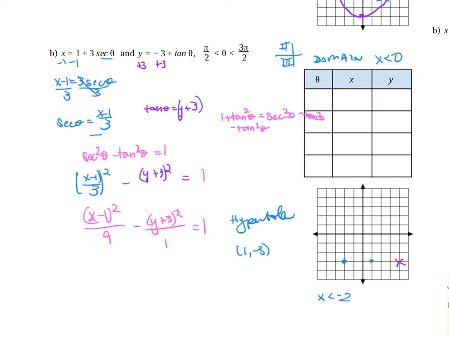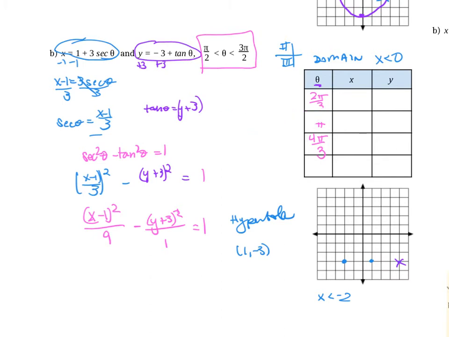Now, in order to get the rest of these points, we are again going to plug in our values for x and then our values for y. So we have to think about what theta we want to plug in. Theta we know has to be between pi over 2 and 3 pi over 2, right? So let's try 2 pi over 3, and then let's try pi, and let's try 4 pi over 3. Those are the values that I'm going to plug into our x and y to figure out where my points are for this graph.